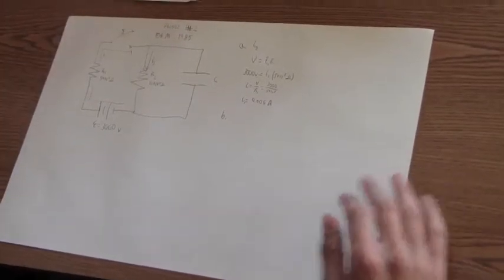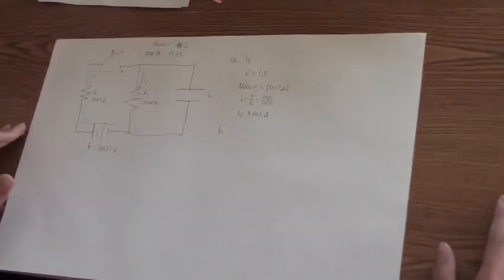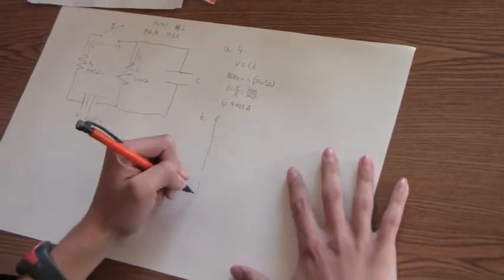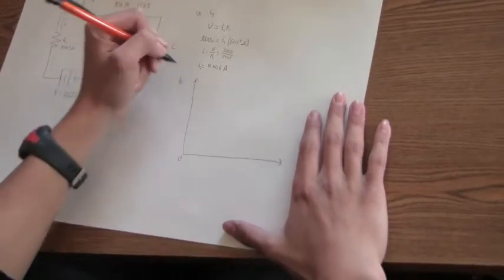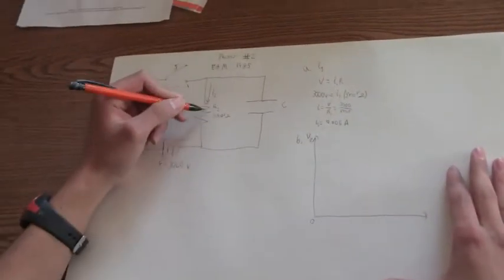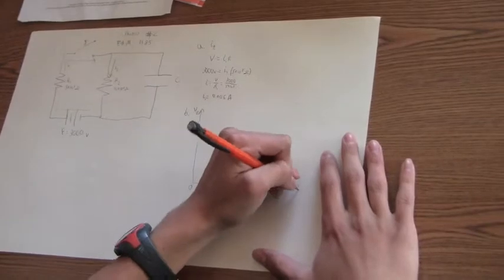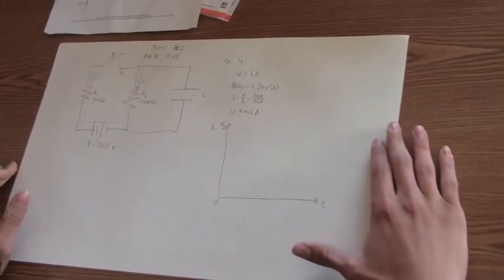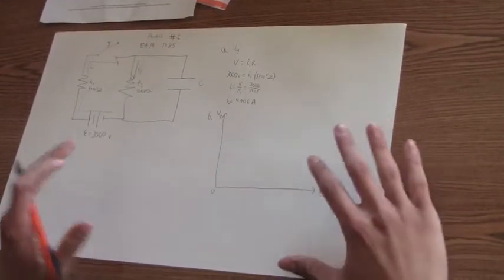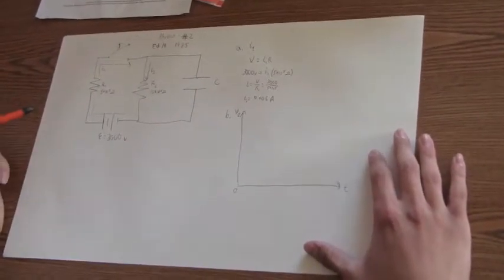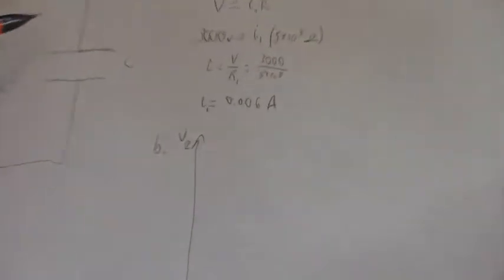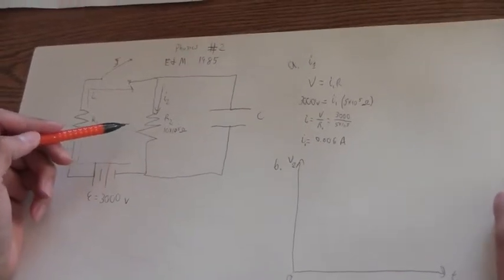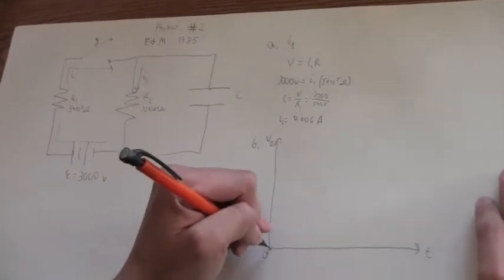For part B of this problem, they give you a graph, and it's the voltage across the second resistor versus time. And in order to figure out how to draw this graph, you've got to look at what it is initially, what it is finally. So initially, if you recall from the last problem, initially all of the charge flows through the capacitor. So there's no current going through R2, which means that there's no voltage across R2. So that's 0.